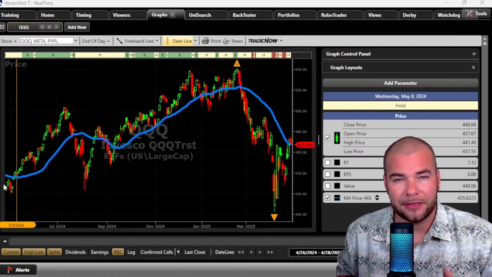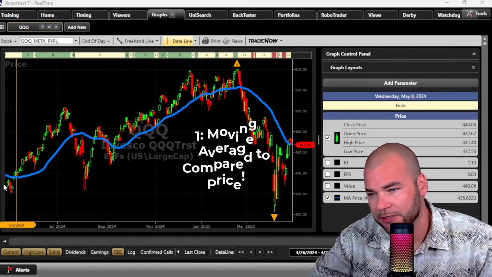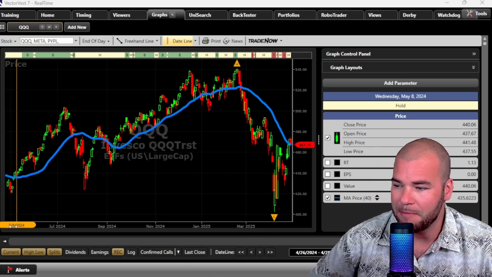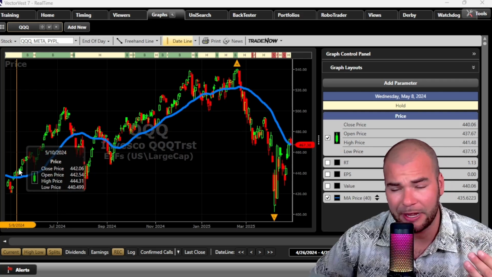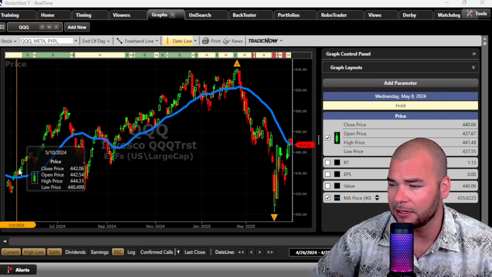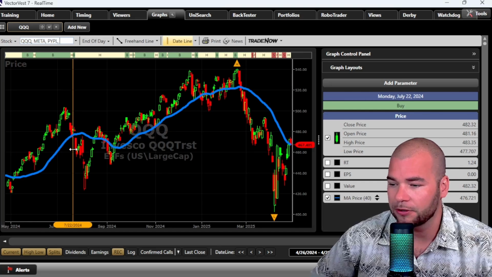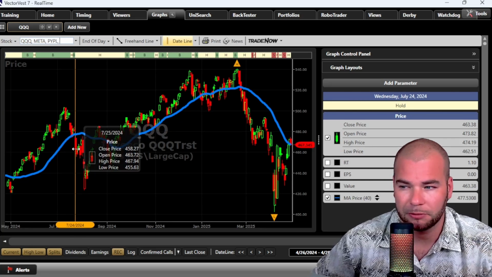Now, the first method is comparing a moving average to price directly. Now, for this example, I've got the Qs up. You can see my date line here back on May 8th, 2024, you see price action breaking above this 40-day moving average. Typically when that does, usually you can get a nice rally out of it, right? We can see the cross below that moving average occurred several months later, back on July 24th, price action breaking below that moving average, showing that the bears are back in charge.